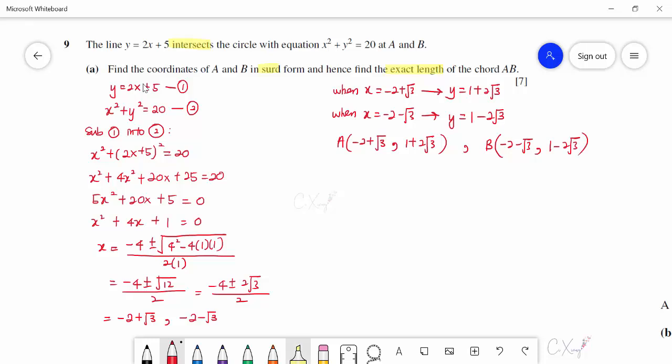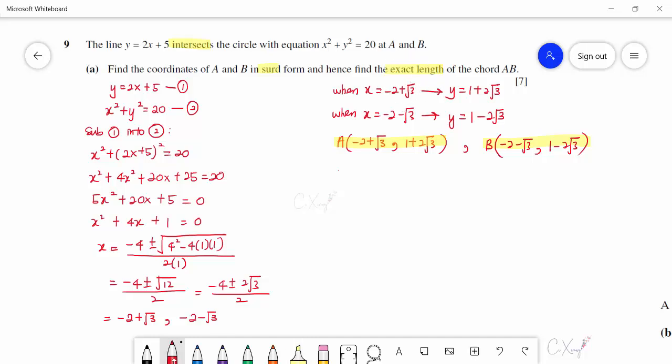Alright, so this is the first part of the answer, A and also B. So I think if you exchange the coordinates, also no problem, because they didn't mention what the coordinates for A and B are. So it can be anything, okay? It can be A here, B here, also no problem. And after that, they want us to find the exact length of the chord AB.